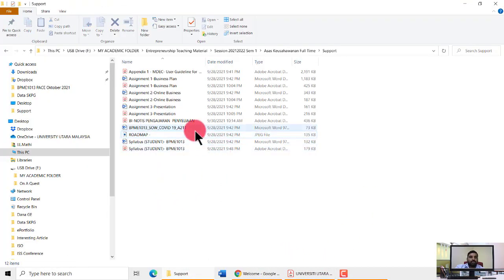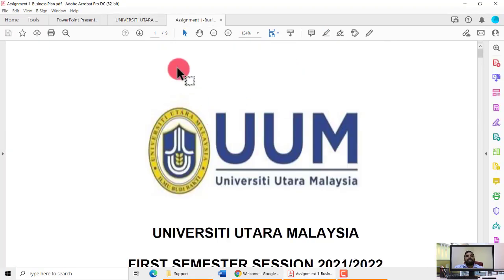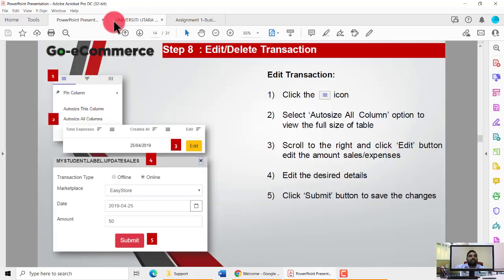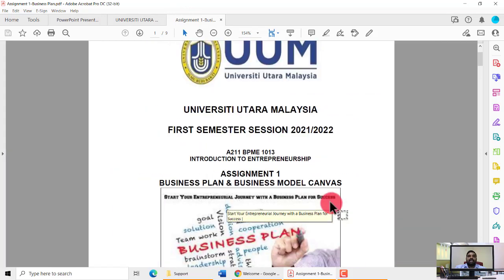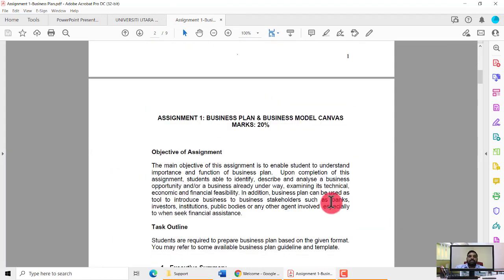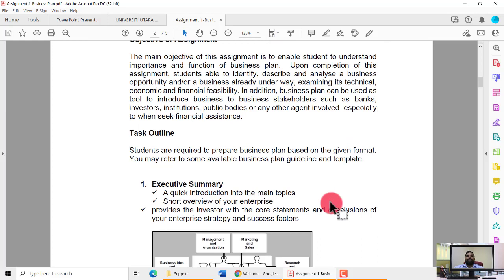What is assignment 2? Sorry, assignment 1. Assignment 1 is a business plan and business model canvas. What you have to do is identify a product or service that you want to sell. It can be offline, but you have to sell through online, then only you can complete assignment 2. So it can be any product.